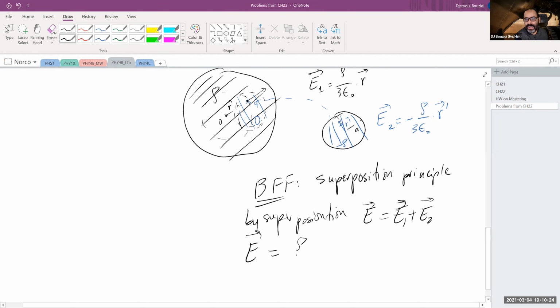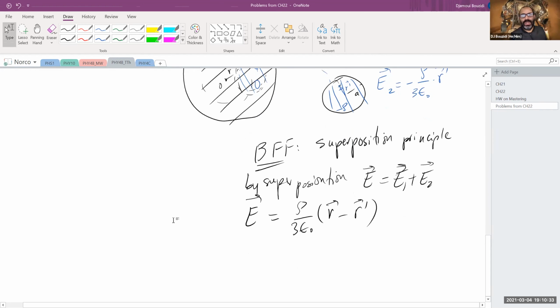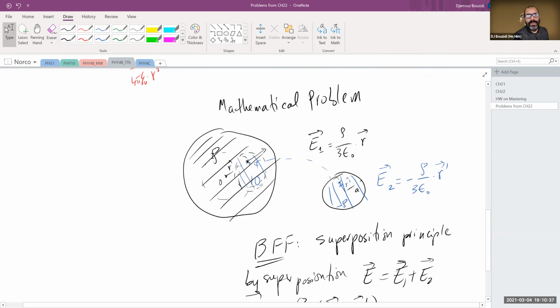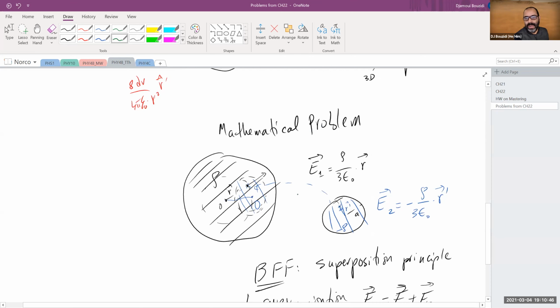Okay? So now E is simply equal to, they have the same rho over 3 epsilon naught, except one of them is positive and the other one is negative, of r minus r prime. And if I go back into my geometry in here, let me show you basically what's going on. Okay. This vector is a vector B again to the center. I need to have a different color because we have too many blues in here. So this distance is B vector, and this distance is r prime, and this distance is r.